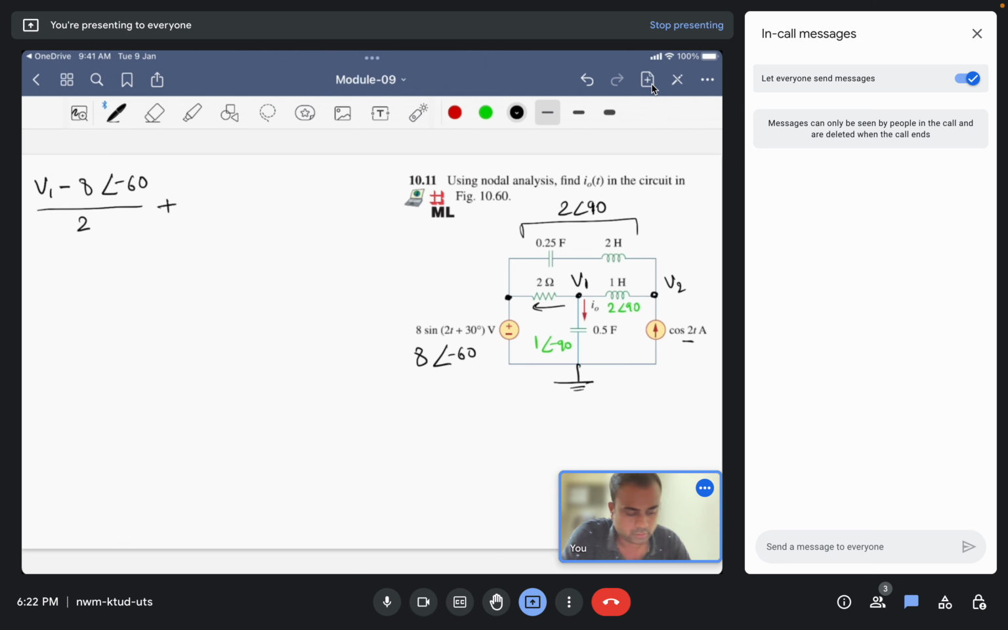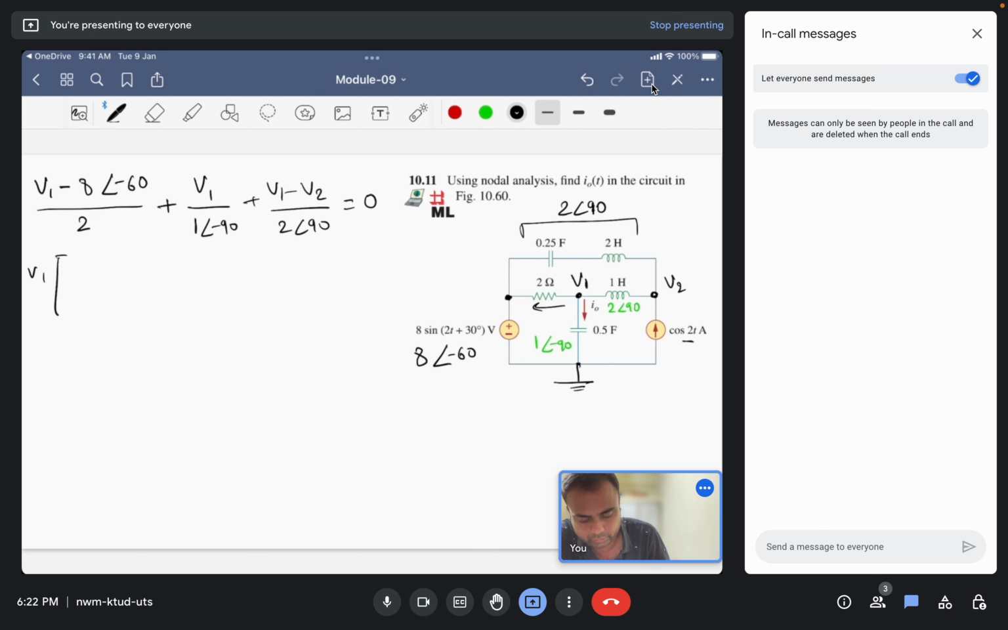plus V1 is connected to ground, so V1 minus 0 divided by 1 angle minus 90, and V1 minus V2 divided by 2 angle 90. These are the three components of the current that are flowing, equal to 0. Again you have to separate the variables V1 and V2, so let us do that quickly.